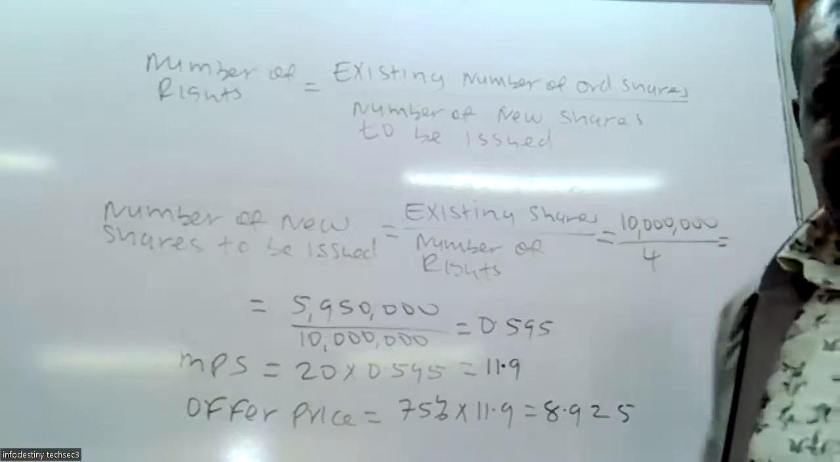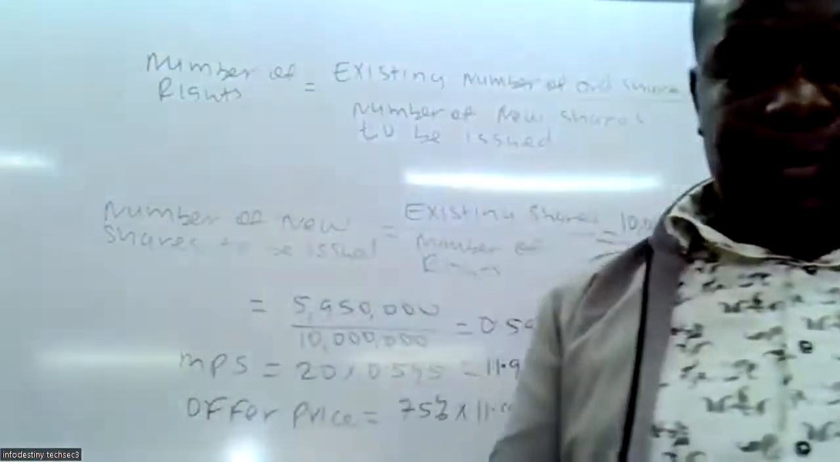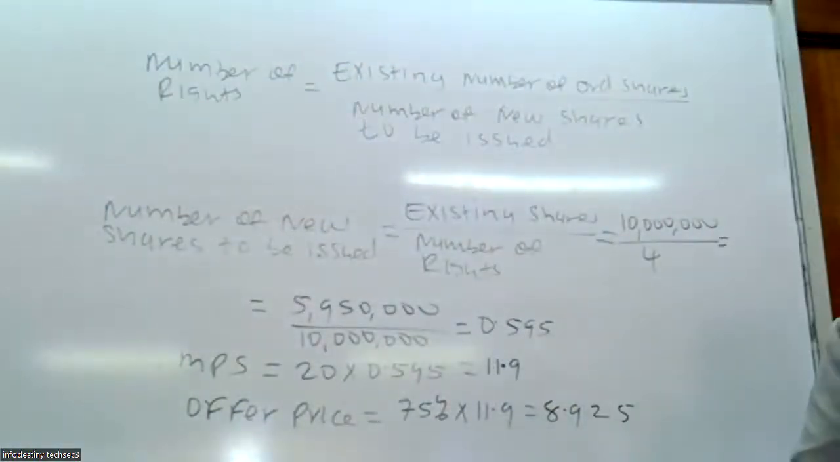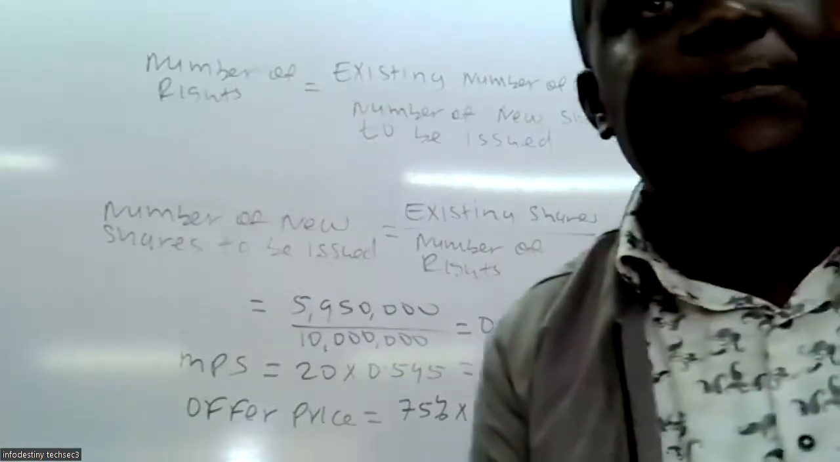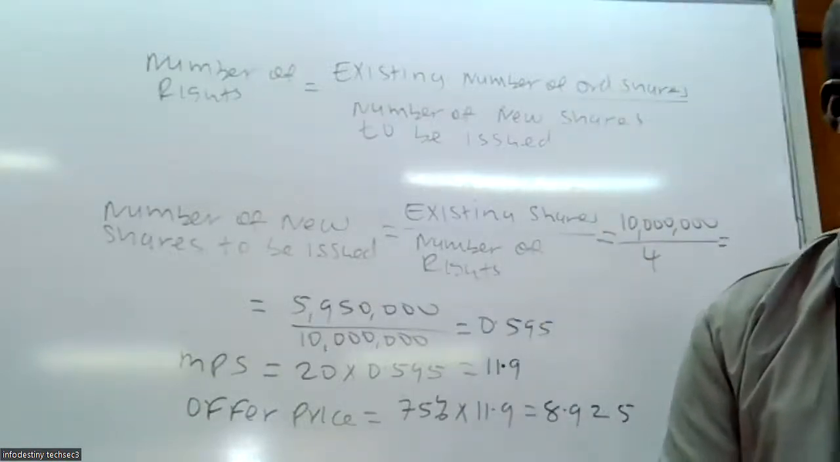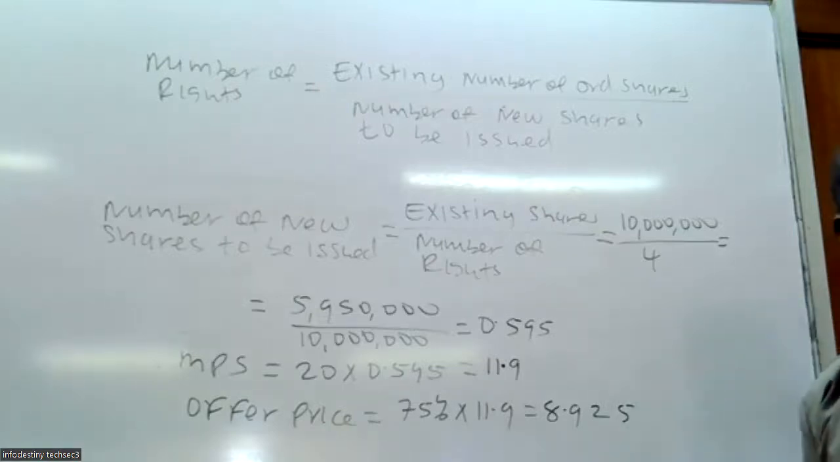When you check through the first paragraph, where they say that the board of directors of the company have decided to finance expansion program by raising funds from the existing shareholders through a 1-for-4 right issue. For every 4 shares, you get 1 new share. The 4 are the number of the rights.